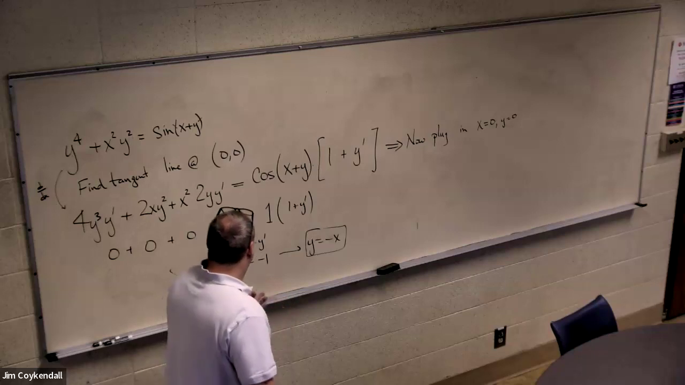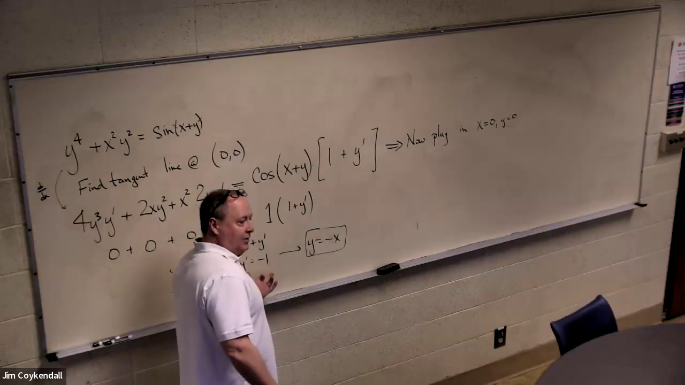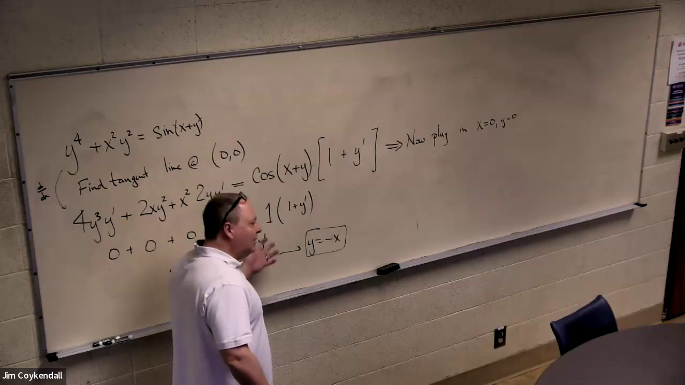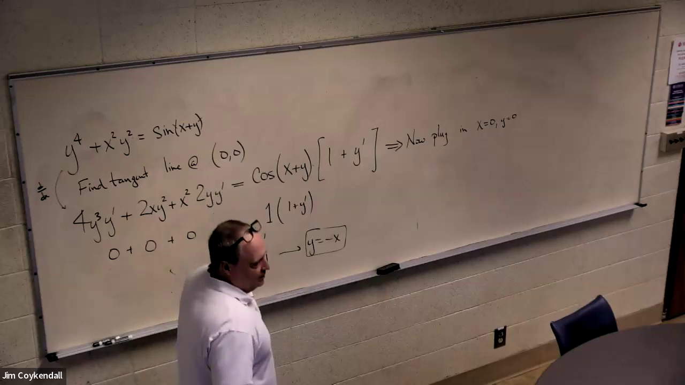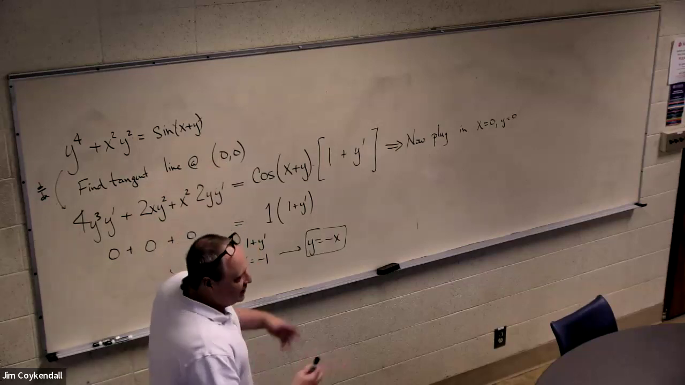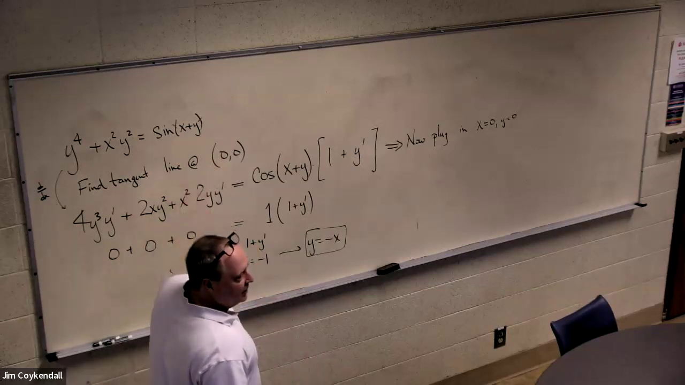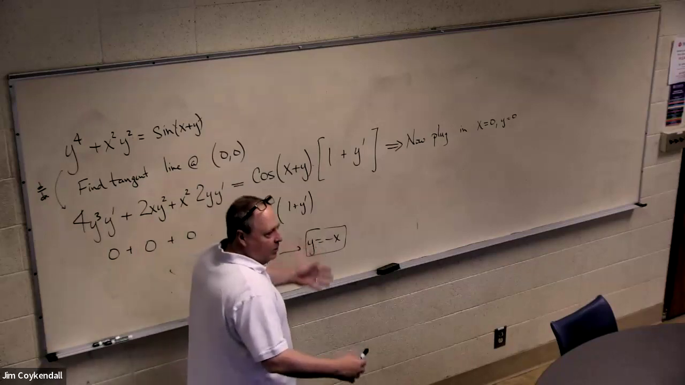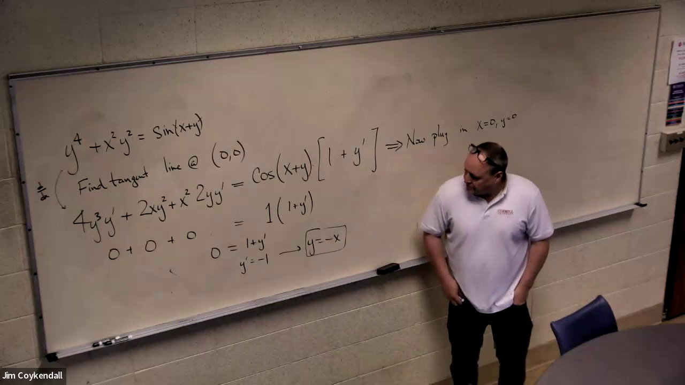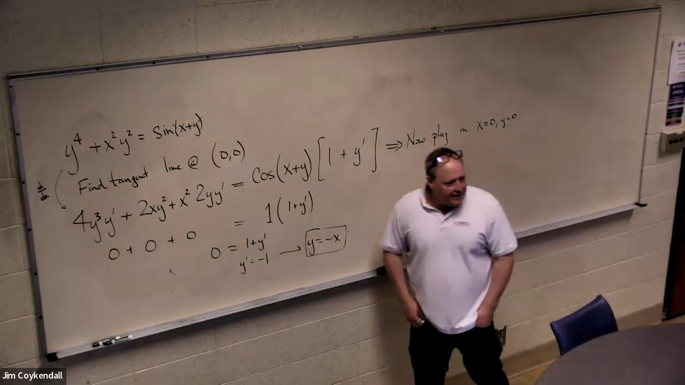Now, the reason I did this is because nobody asked me for a general form of y prime. I only care about it at (0, 0). If I had asked you to find the tangent line at several points, this point, that point, the other point, it's probably better if you get the formula. But here, one point, why not make it easy? Any questions?